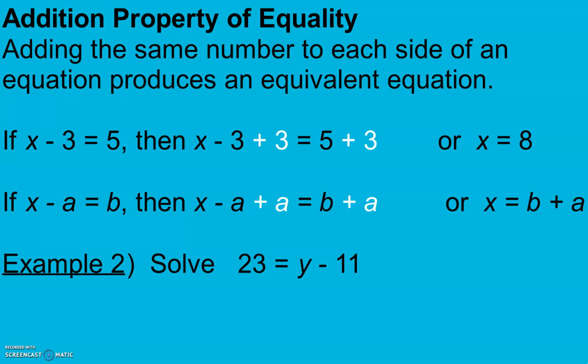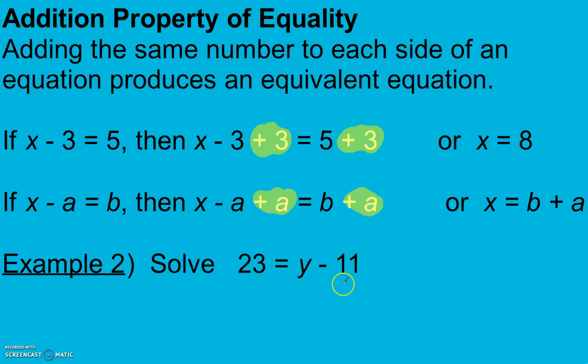The addition property of equality says adding the same number to each side of an equation produces an equivalent equation. So just like with our subtraction property, as long as we do it to both sides the exact same, I add a 3 to the left, I add a 3 to the right, or I add an 8 to the left, I add an 8 to the right, we get equivalent equations. So we can use that property down below.